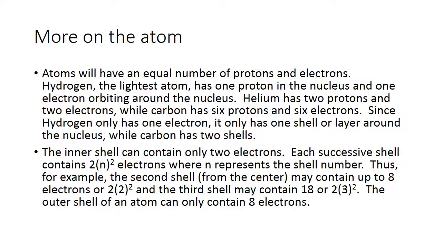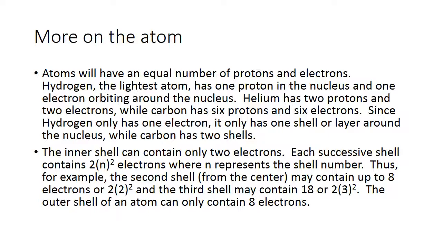So for example, if we're talking about the second shell, then we plug that in to replace n, and when you square the 2, you get 4, then you multiply that by 2, and you wind up with 8. So the second shell from the center, or the nucleus, can contain up to 8 electrons, and the third shell can contain 18 electrons. And how I got that was I took the number of the shell, 3, and I squared it to get 9, and then I multiplied that by 2, and I came up with 18.